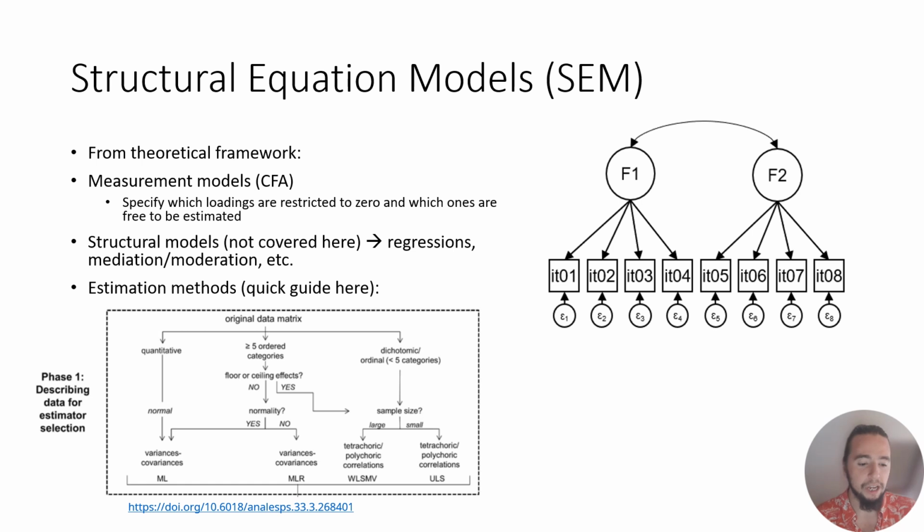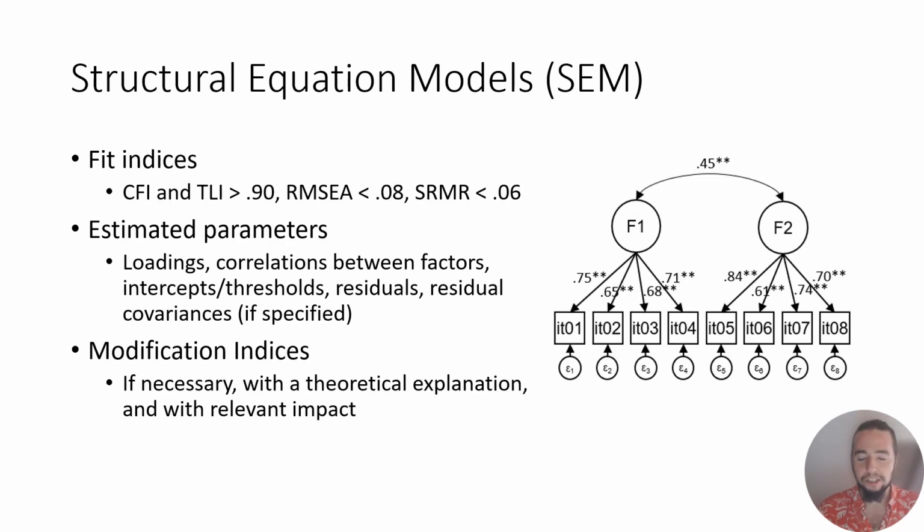called measurement models. Okay, and so remember that estimation methods can be complicated, and here's a really good algorithm that some colleagues created. Really good. Here's the reference on that. Okay, so once you estimate your model with the chosen method, you will get some fit indices. For example, CFI, the comparative fit index, and the Tucker-Lewis index, TLI, that both should be above 0.90, RMSEA, below 0.08, and SRMR, the standardized root mean residual, below 0.06.